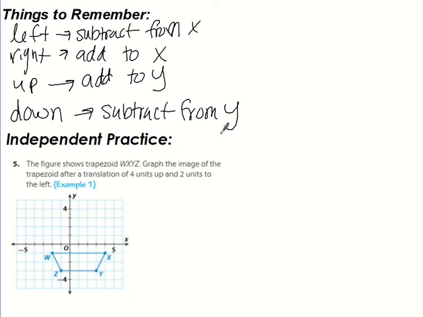And then don't forget to do your algebraic expression for the independent practice as well. So a figure shows trapezoid WXYZ. Graph the image of the trapezoid after a translation of 4 up, 2 left, and then make sure you write your algebraic expression. So x, y goes to what? And then write your algebraic expression. And then also make sure you graph the image as well, okay?